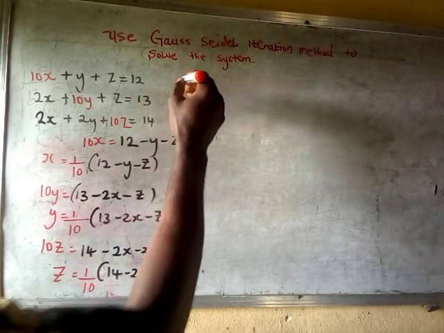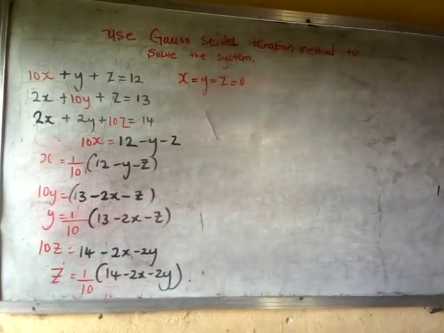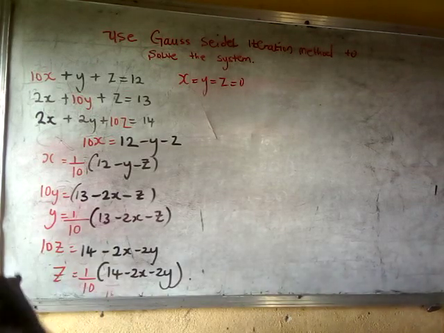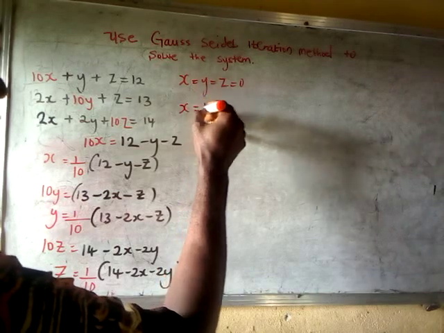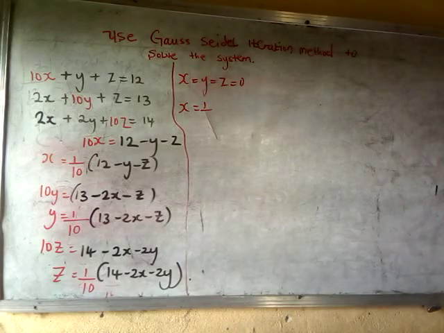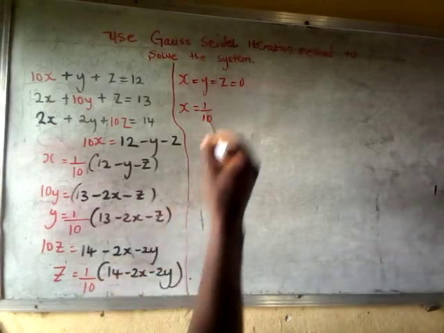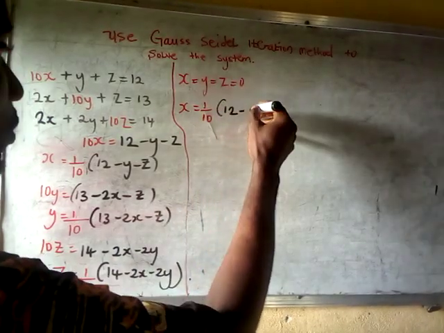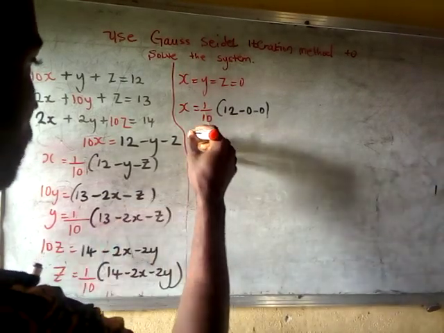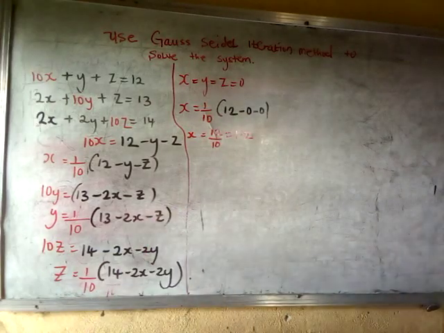Now remember that when we arrive at this point, x, y and z are always 0. So now we are starting with x. My x becomes 1 all over 10. I will divide by the board so that I will not mix anything. Sorry, my line is not straight as a teacher. The line should be straight. 1 all over 10 into 12 minus y, which is 0, and my z is 0. So x becomes 12 all over 10, which is equal to 1.2 if you use your calculator.